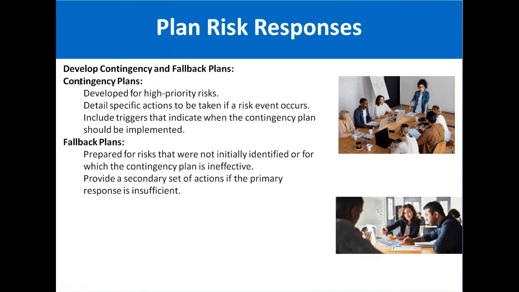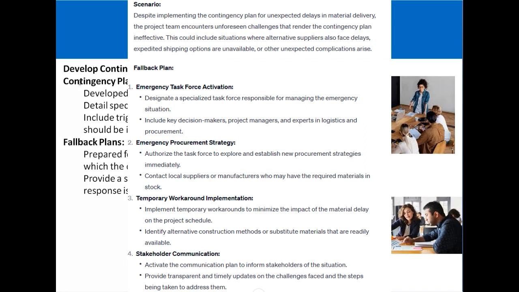Then fallback plans are prepared for risks that were not initially identified or for which the contingency plan is ineffective. Provide a secondary set of actions if the primary response is insufficient. So normally fallback plans are actually the plan B. Okay.